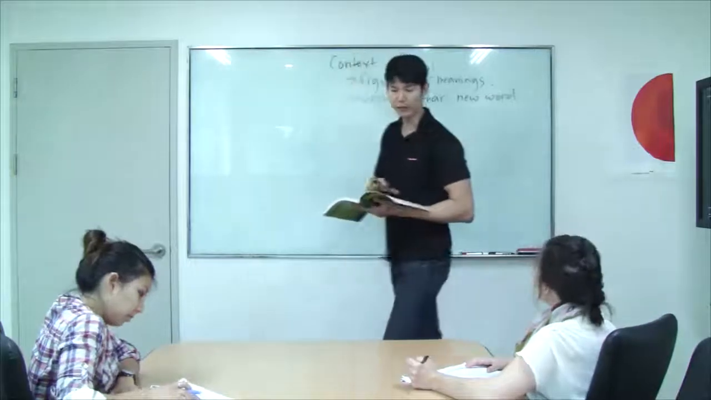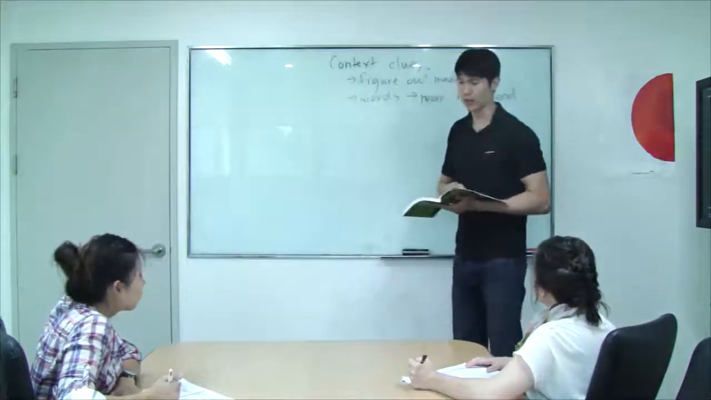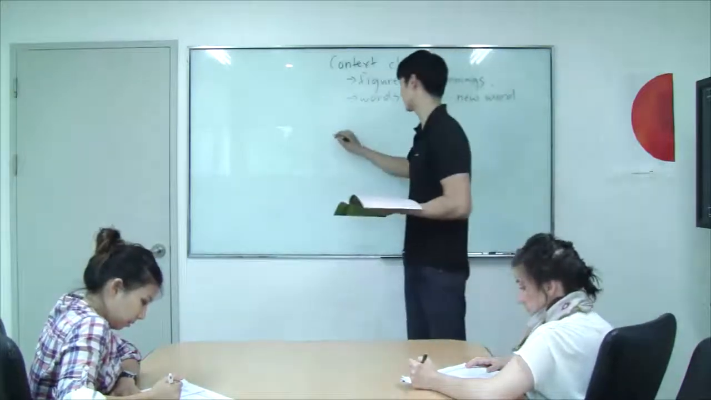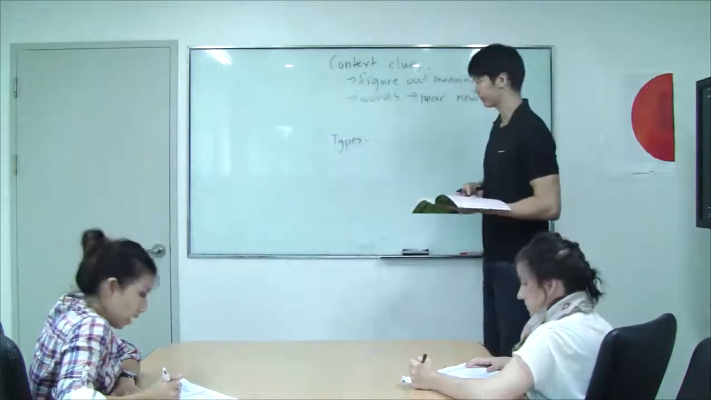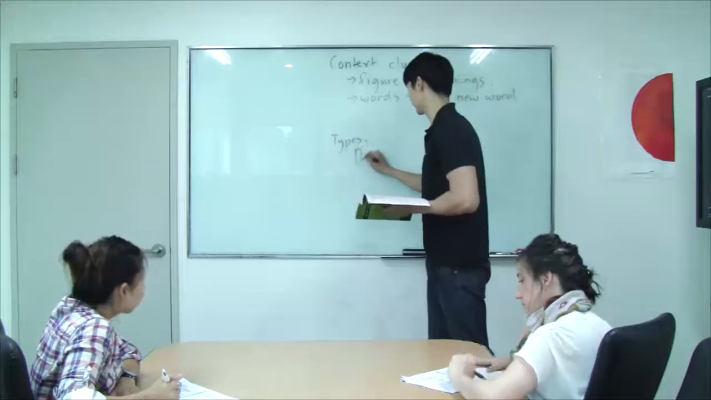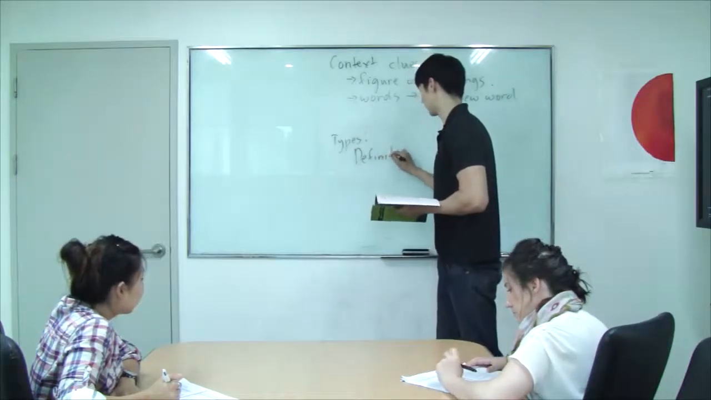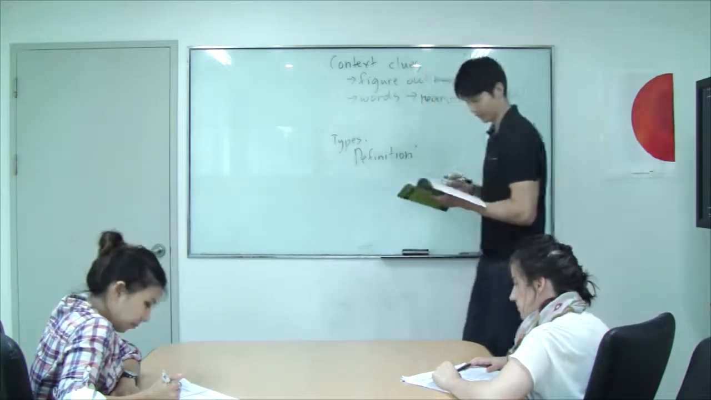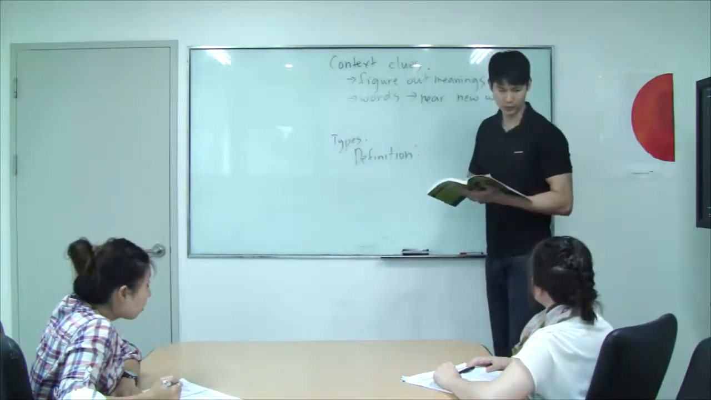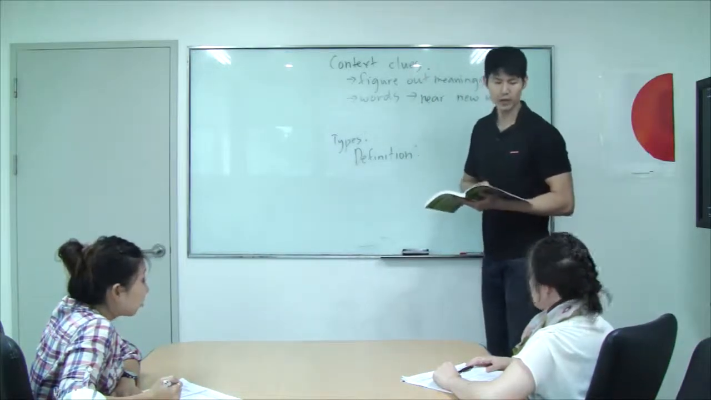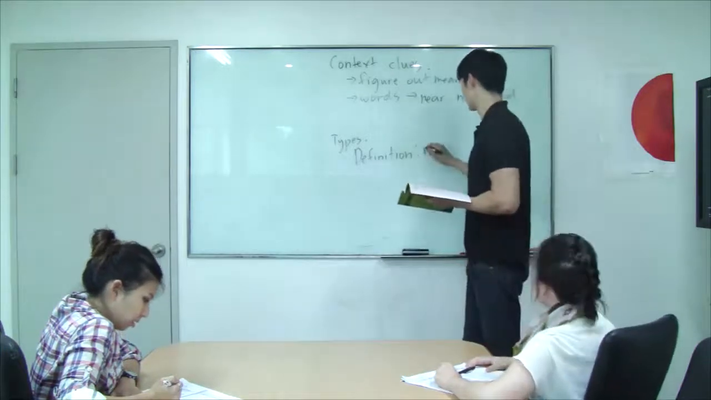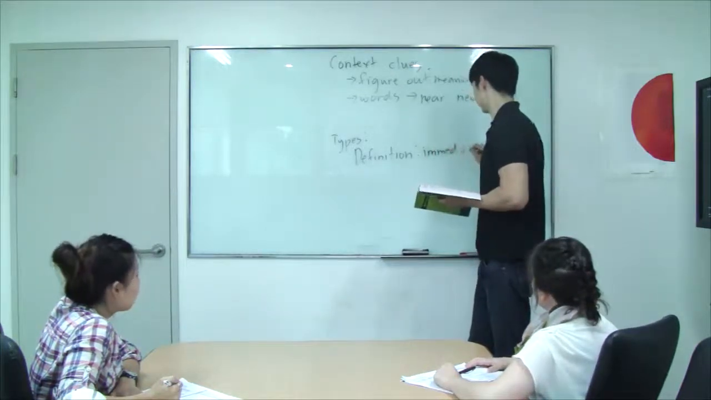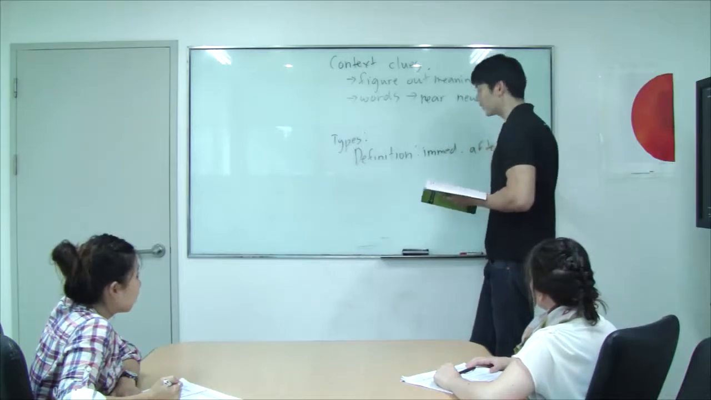Okay, so now that we have a general idea of context clues, let's go ahead and look at the different types. What is the first type, Sharon? Definition. Good. Now the definition context clue, where do writers often define these words, Megan? Immediately after writing them. Good. Let's actually go ahead and underline that part.